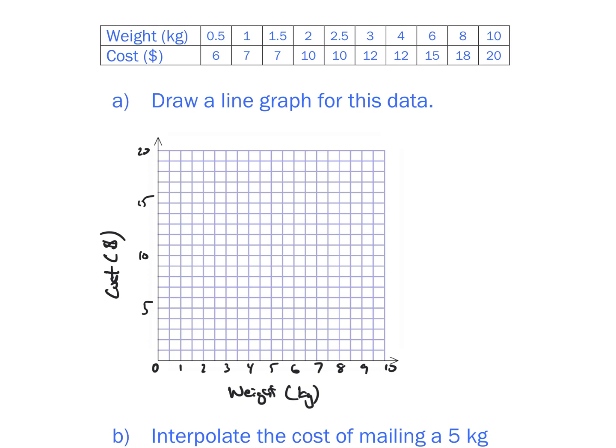So now what we'll do is we will go ahead and plot the points. So we have half a kilogram is $6. That's right here. 1 kilogram is $7. 1.5 is also 7. 2 is 10. 2.5 is also 10. 3 is 12. 4 is still 12. 6 is 15. 8 is 18. And 10 is 20.